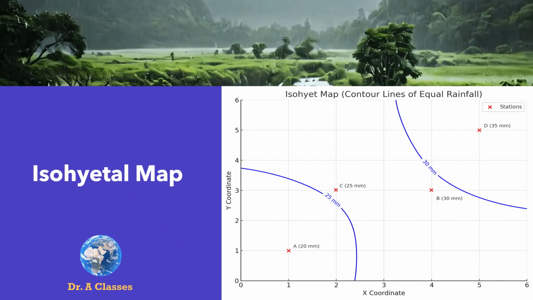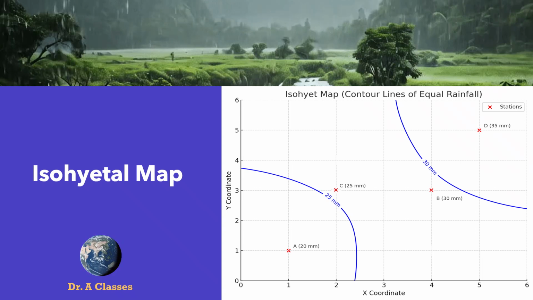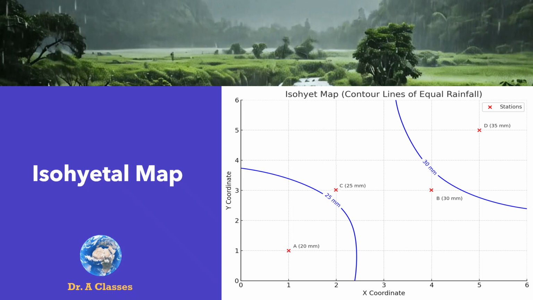Isohyetal map. The displayed isohyet map visually represents the distribution of rainfall across a defined area using contour lines. Each contour line connects points receiving equal precipitation. Four rain gauge stations are marked: A, recording 20 mm rainfall, B, recording 30 mm rainfall, C, recording 25 mm rainfall, and D, recording 35 mm rainfall. Locations are plotted based on assumed coordinates X and Y.